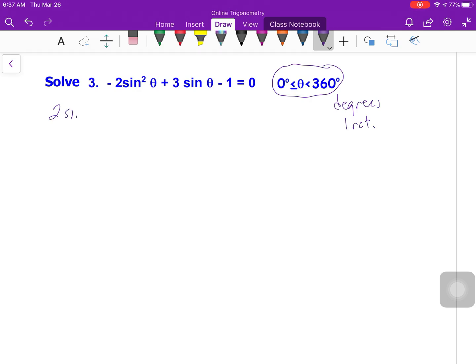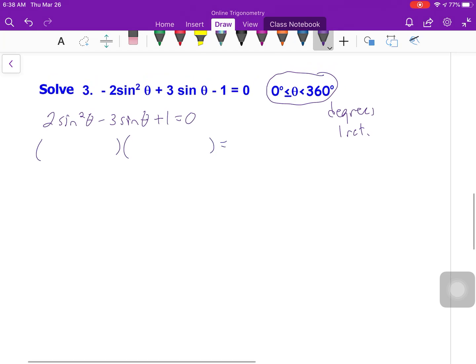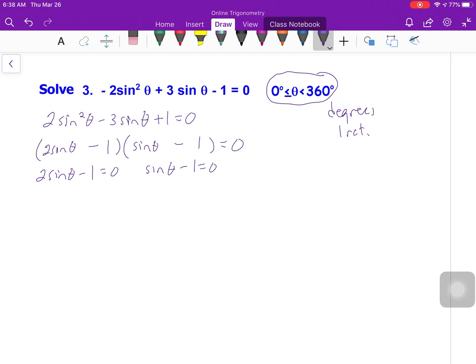If I divide by -1, I have 2 sine squared theta minus 3 sine theta plus 1 equals 0. And then this one, I believe, does factor. 2 sine squared would factor into 2 sine theta and sine theta. For the 1, the only choices are 1 and 1. To get a -3 in the middle, both will have to be negative. We'll set each of those two factors equal to 0. So 2 sine theta minus 1 equals 0. Sine theta minus 1 equals 0.